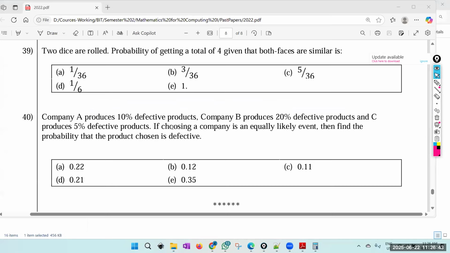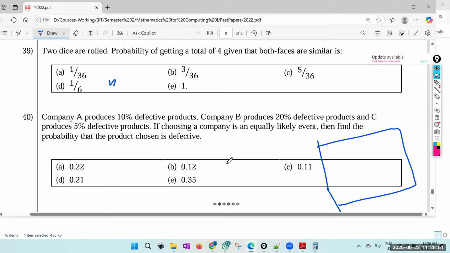Let's check whether I can draw now. Yes. So this is something like this. We have 3 companies, A, B, C. It's exhaustive because it must be either A or B or C. And this is defective or not defective. Right? So defective, not defective. Okay.